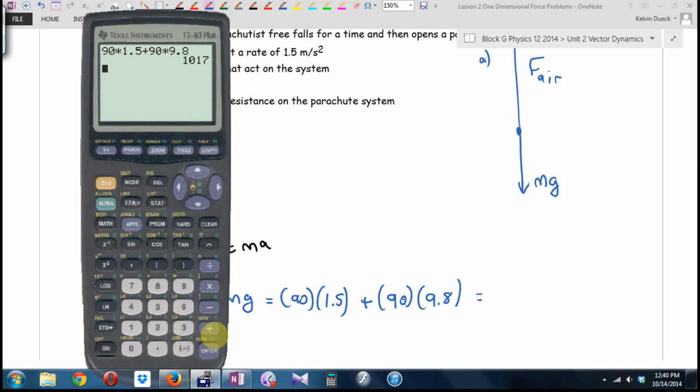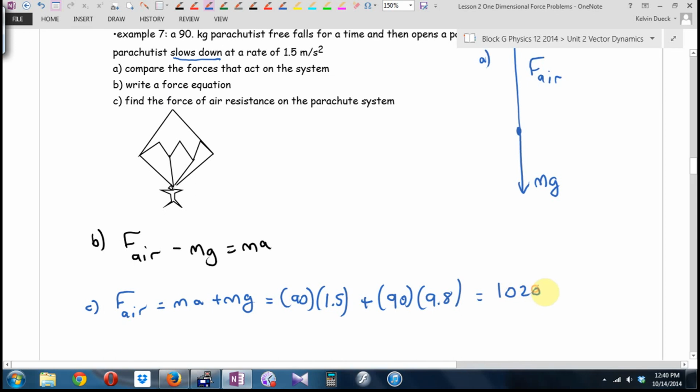You get 1,017. If I go to 3 sig figs, I'll go 1,020 newtons. This also explains why you have to open your parachute a certain distance above the ground. It takes time for that equilibrium to occur.